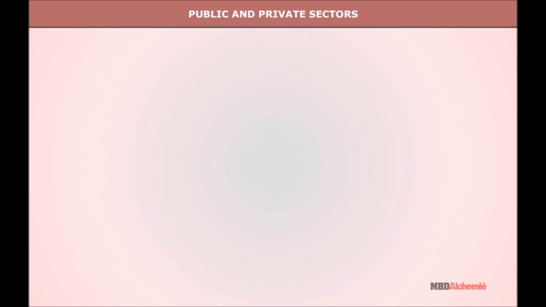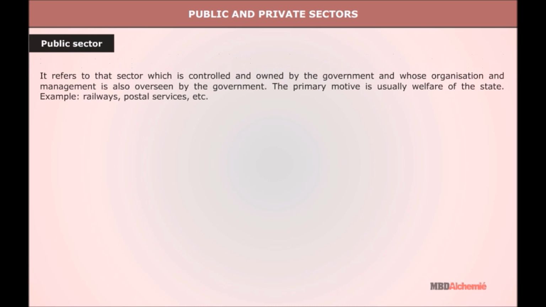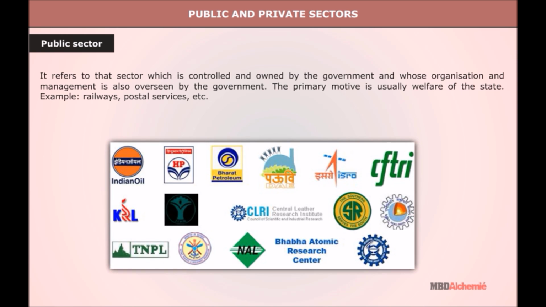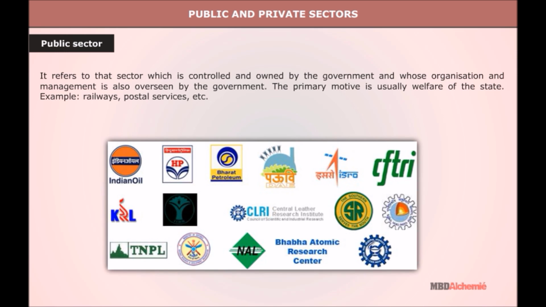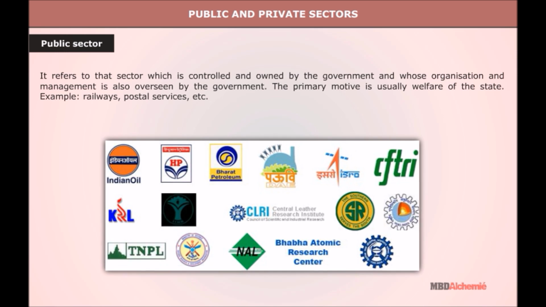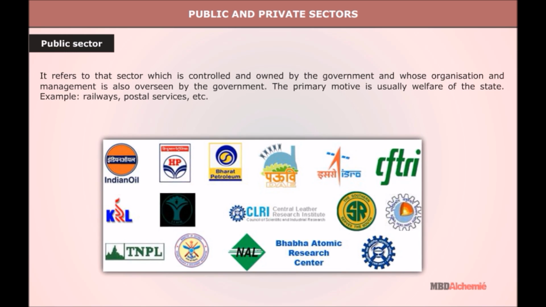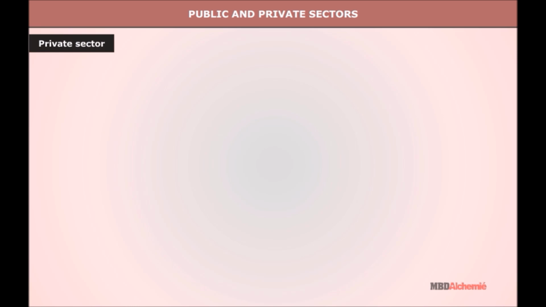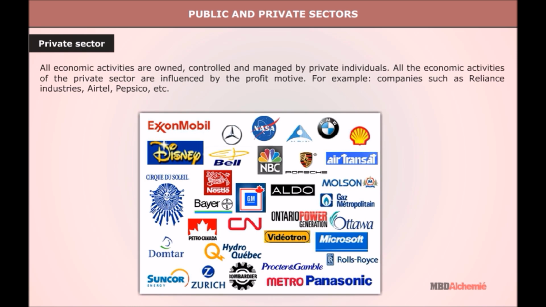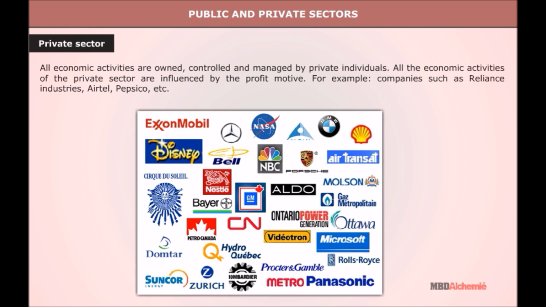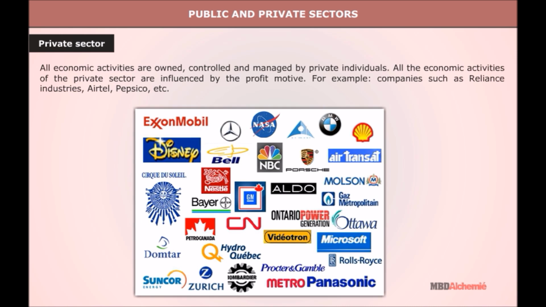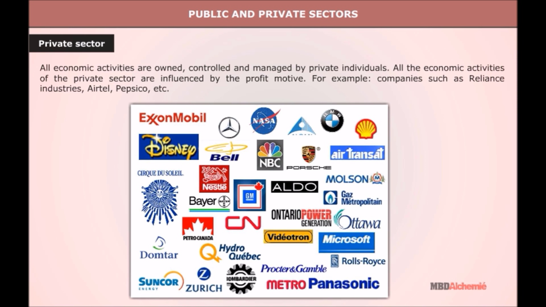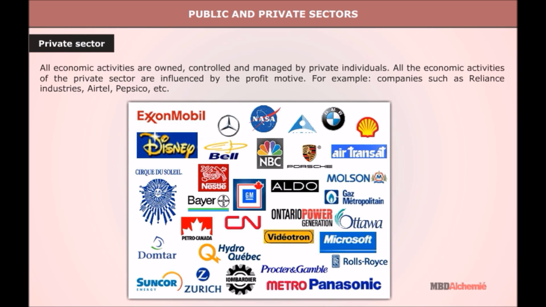Public and private sectors. Public sector. It refers to that sector which is controlled and owned by the government and whose organization and management is also overseen by the government. The primary motive is usually welfare of the state. Example, railways, postal services, etc. Private sector. All economic activities are owned, controlled and managed by private individuals. All the economic activities of the private sector are influenced by the profit motive. For example, companies such as Reliance Industries, Airtel, PepsiCo, etc.